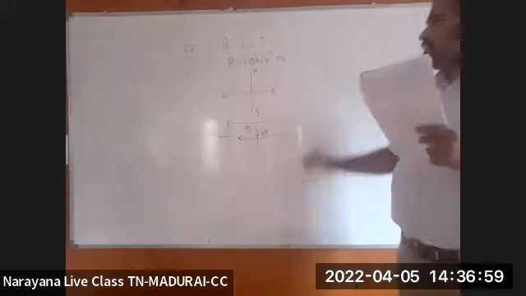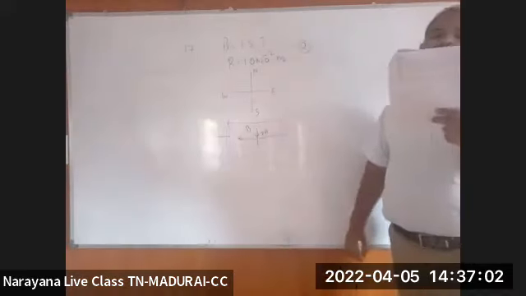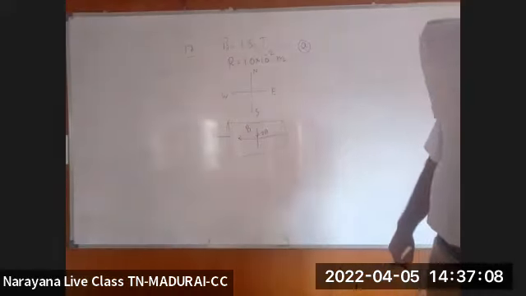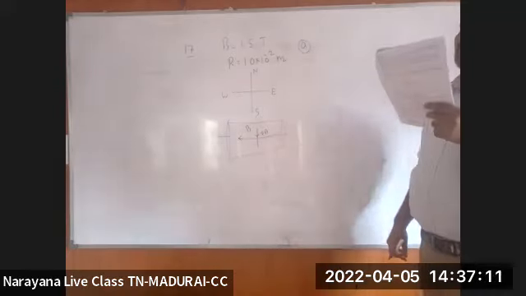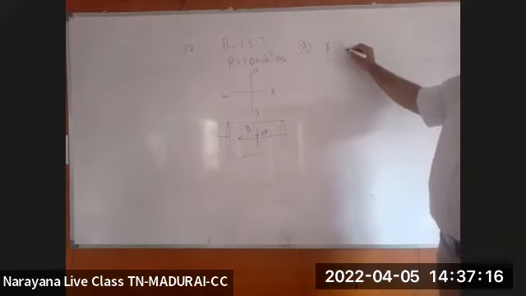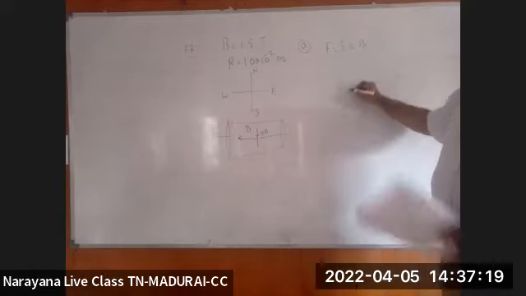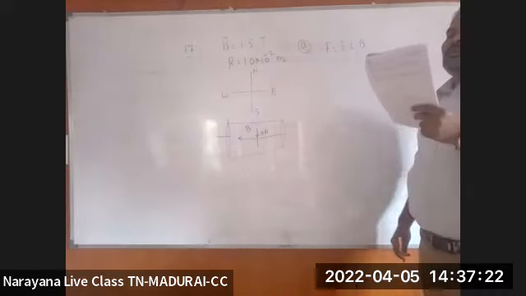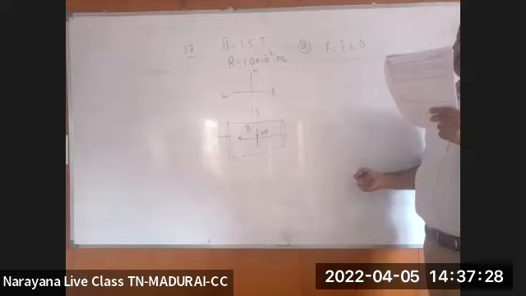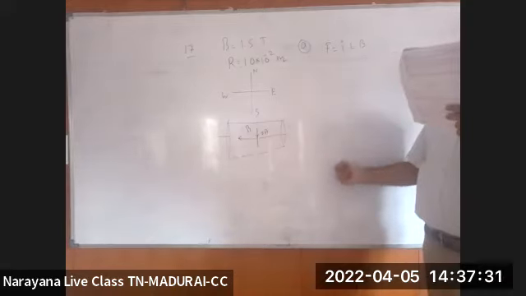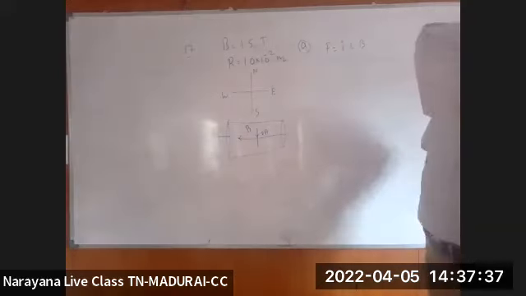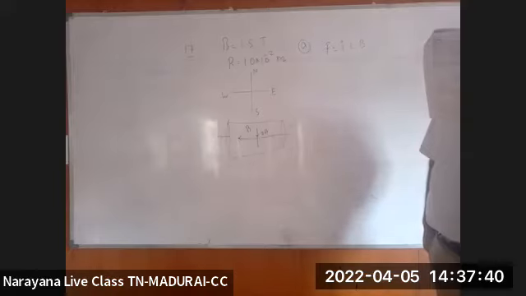Here three questions are there. The first question is A: if the wire intersects the axis, what is the net magnetic force on the wire? What is the formula for the magnetic force acting on the wire? Current into length into magnetic field. The wire length is given. Magnitude and direction of the force acting on the wire.